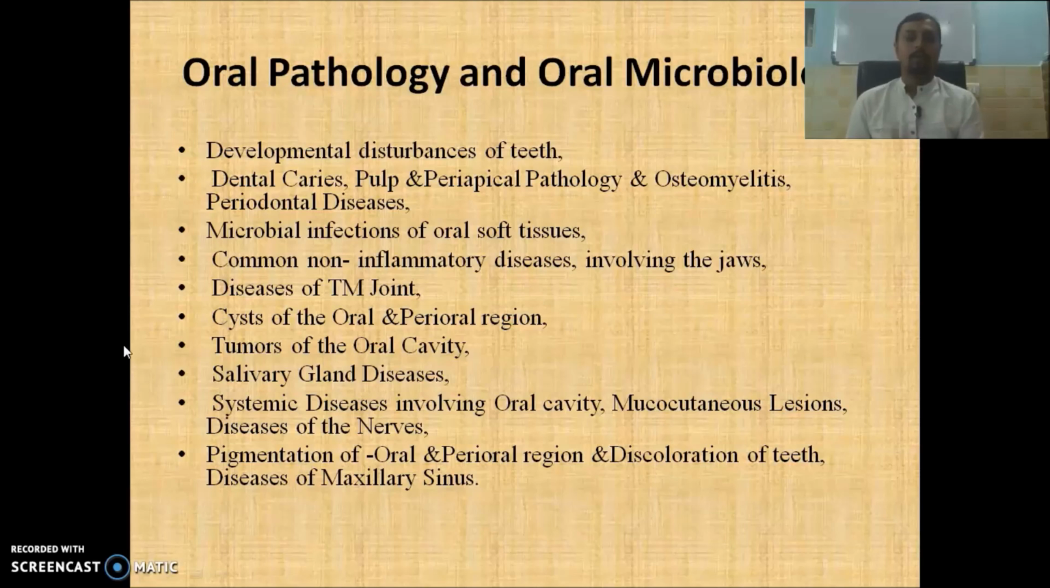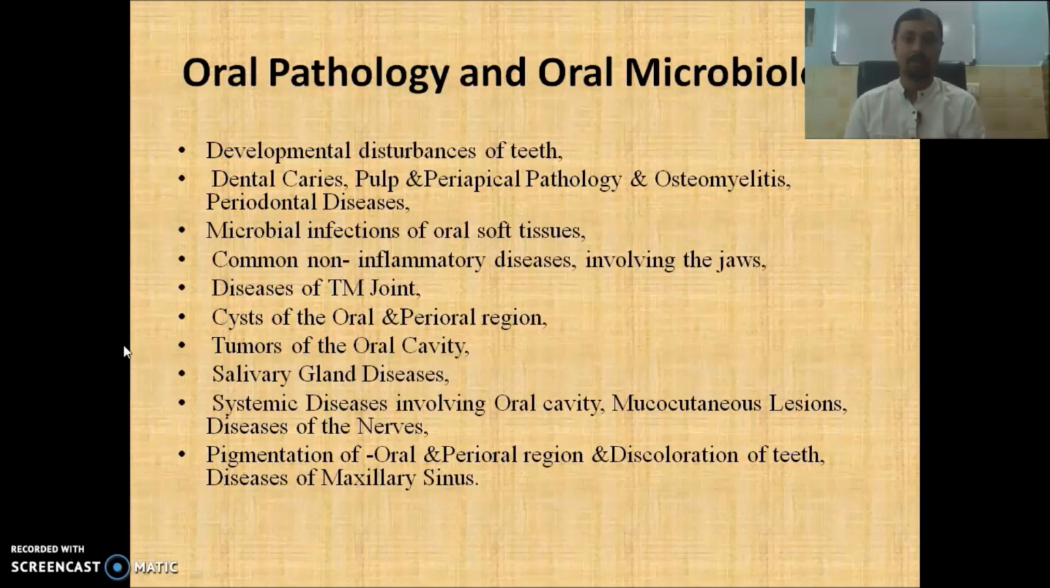Then oral pathology and oral medicine: you should know developmental disturbances, cysts, tumors, pulp and periapical conditions, and infections of the oral cavity, all infections, bacterial, viral and fungal. Then a little bit about salivary gland diseases, diseases of the nerves and pigmentation disorders. Don't forget to read the last 15 to 70 pages of your Neville.